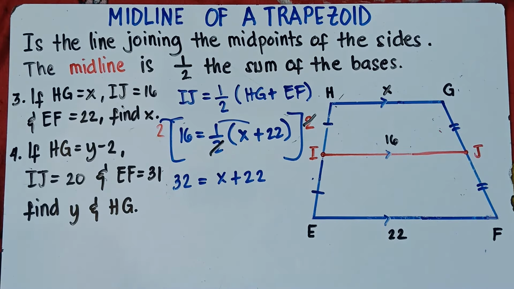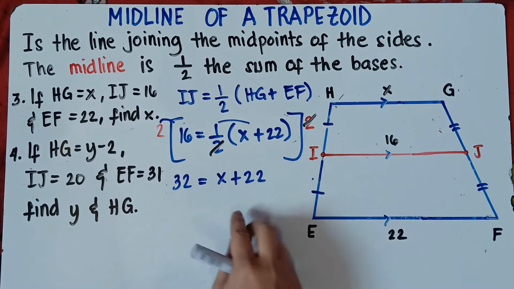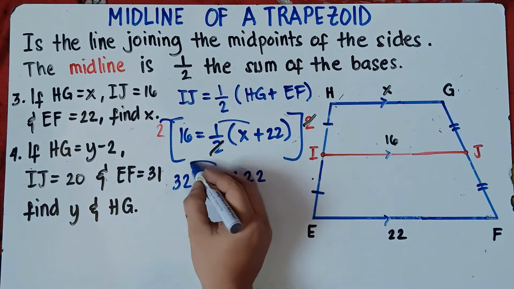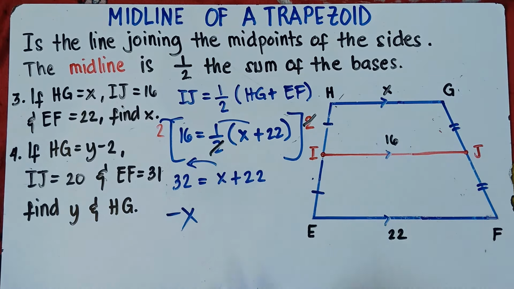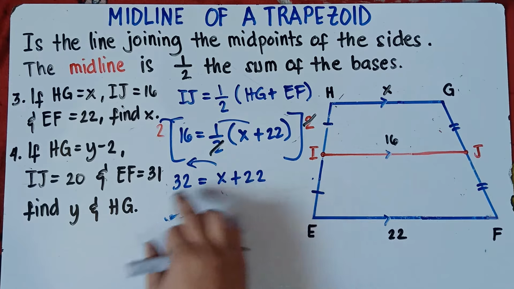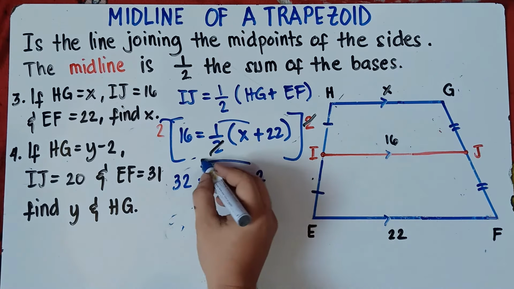To get the value of x, we can simply transpose 22 from right to left. Once again, class, do not transpose x from right to left, because if you transpose it, x will be negative, and it will be more complicated if you're dealing with negative x values. So instead of transposing x from right to left, simply transpose 22, class, from right to left.